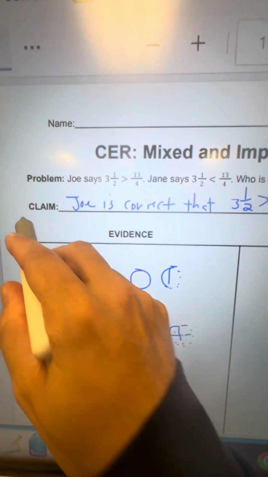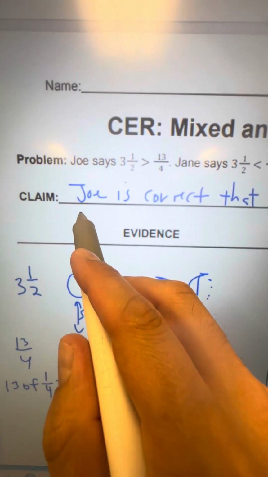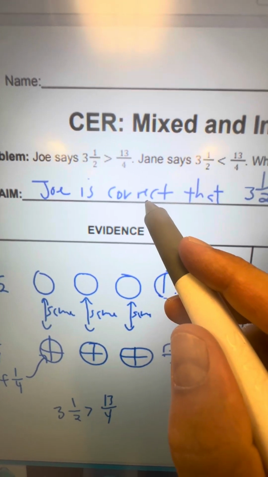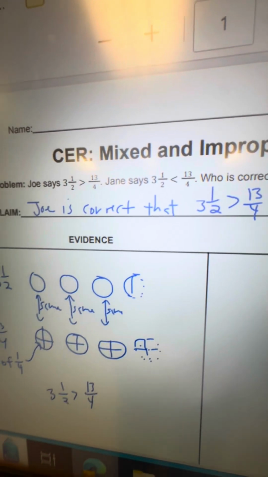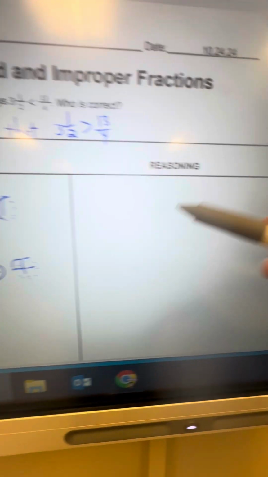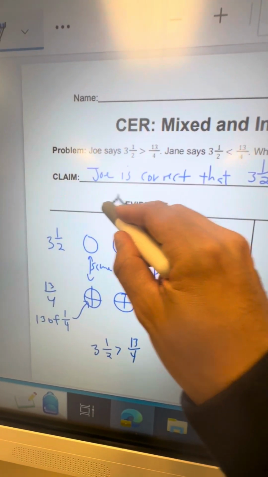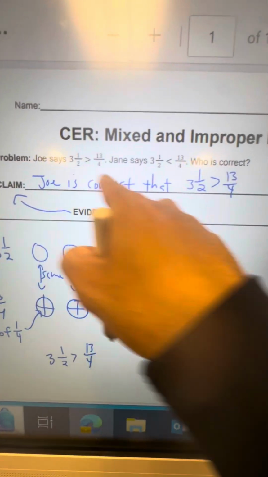So to make my claim, I turn the question around. Who is correct? Well, the person that is correct is Joey. So I write down Joey is correct. What is he correct about? He's correct that 3.5 is greater than 13/4. And that's my claim. Then again, my evidence is complete. I have my model done. And now my reasoning is simply connecting the evidence to the claim. So link these two. How did this help you figure this answer out?